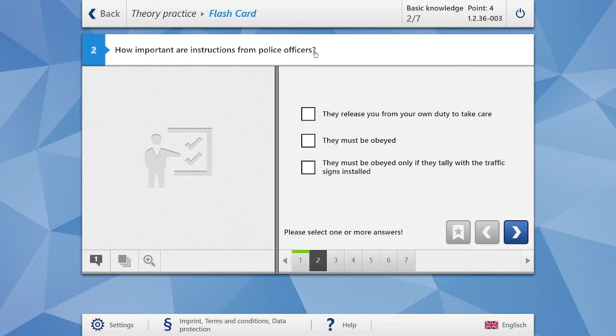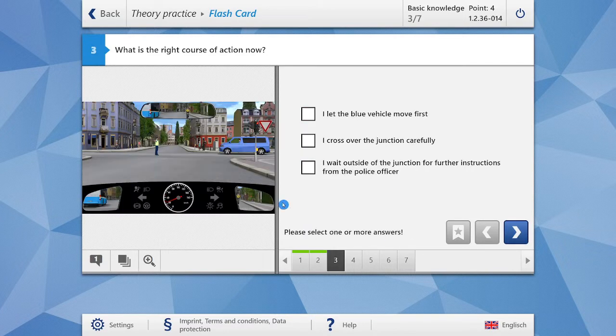How important are instructions from police officers? They release you from your own duty to take care? No, right? They must be obeyed. Yes. They must be obeyed only if they tally with the traffic sign? No. We said that the police officer can overrule a traffic sign or a traffic signal. Okay, that should be our answer. Let's go to the next one.